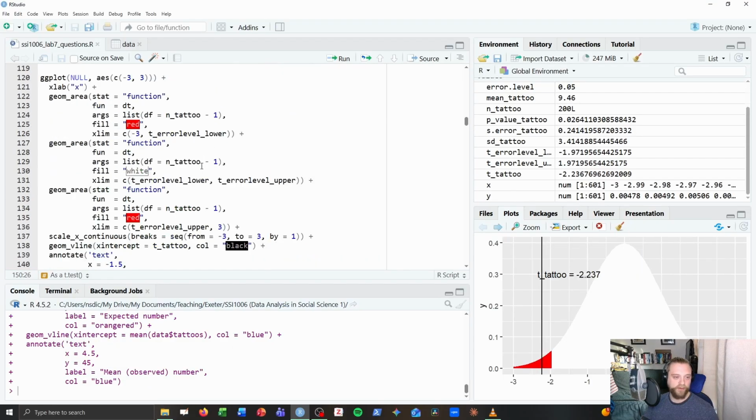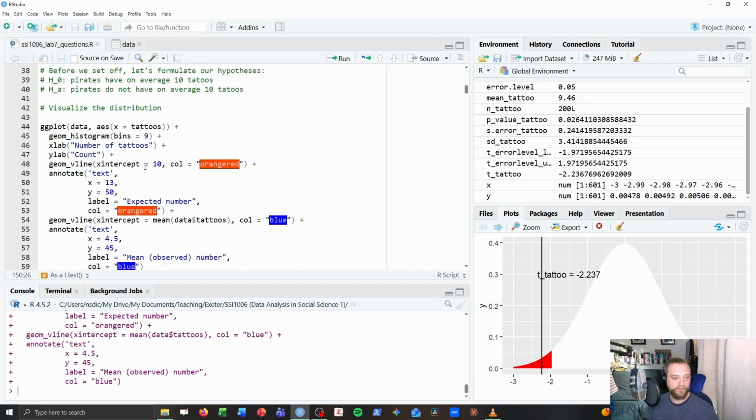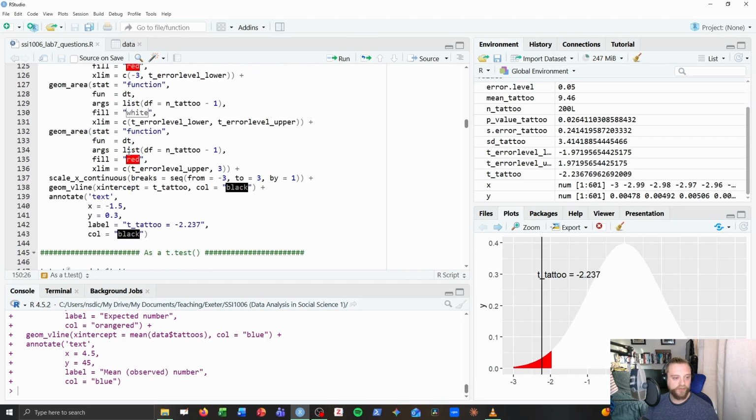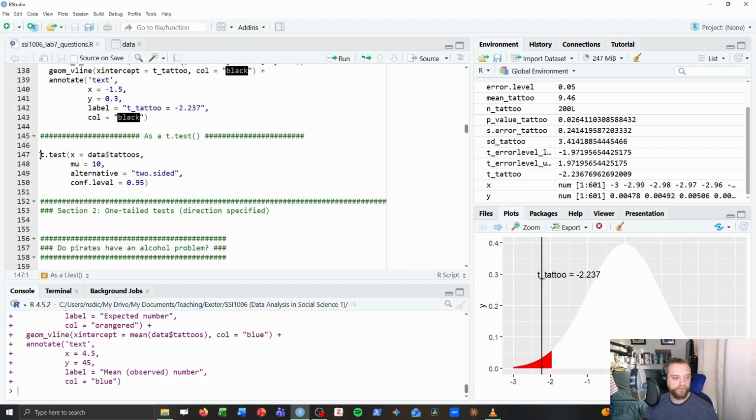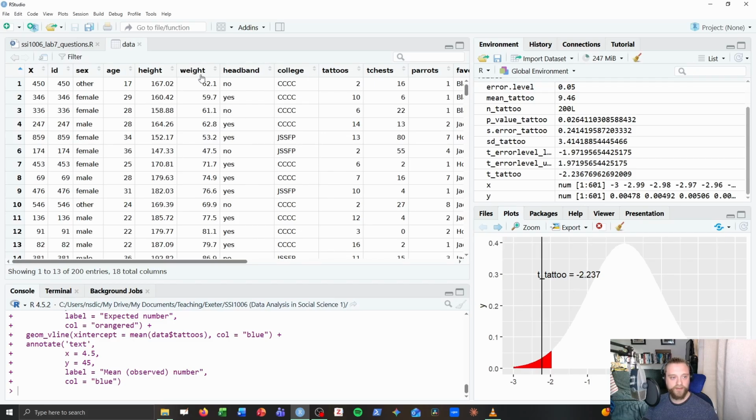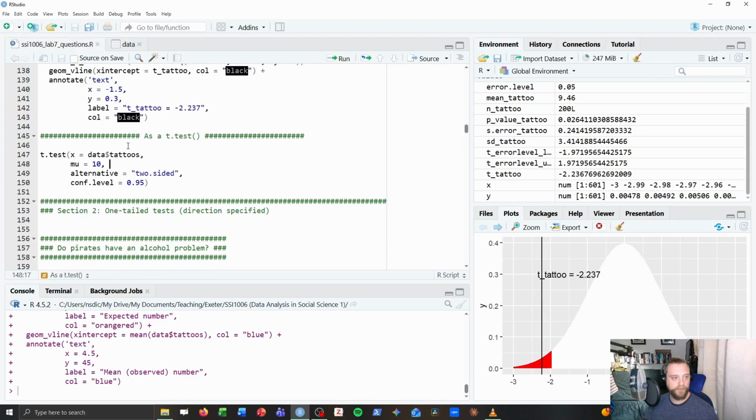Now, of course, what we really want to do is, rather than doing all of this manually, these calculations, we want to be able to do this as part of a single function. And that function is t.test. Now, all we have to do to specify t.test is specify our continuous data. So this is tattoos. It's numerical data, so it's just the number of tattoos. And in this case, because we're comparing it to a population mean, we need to specify that population mean.